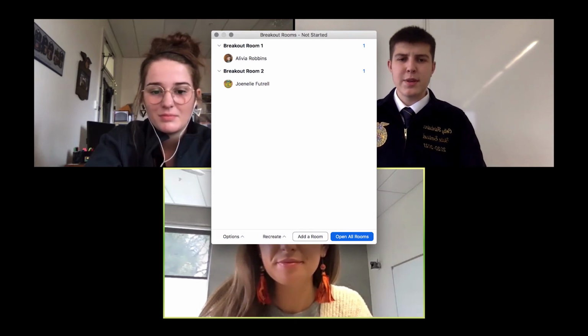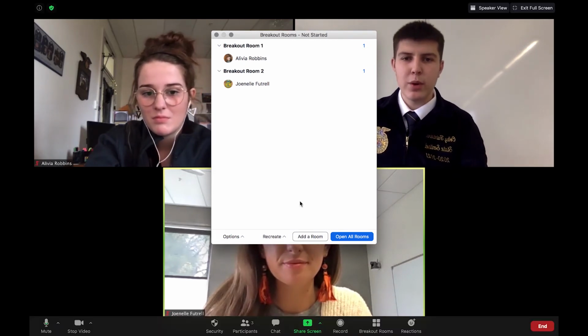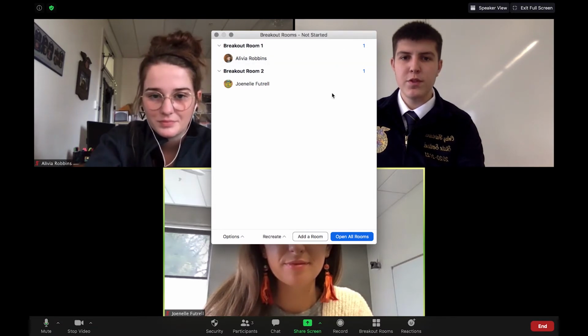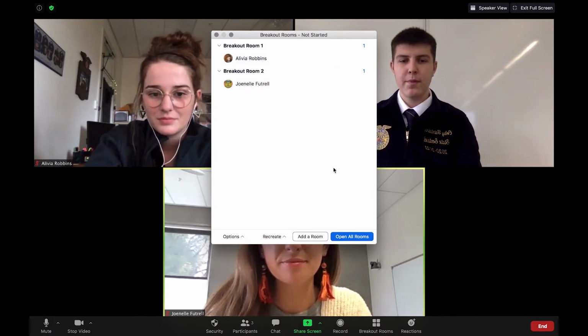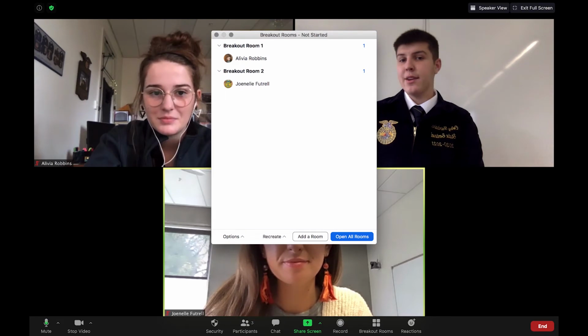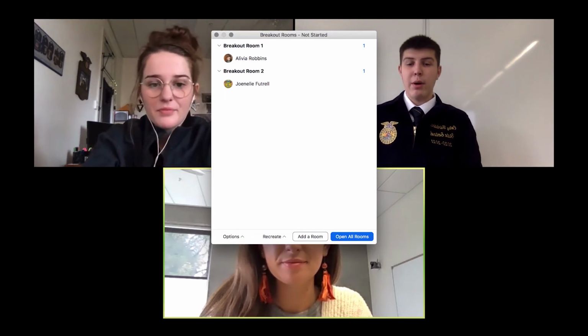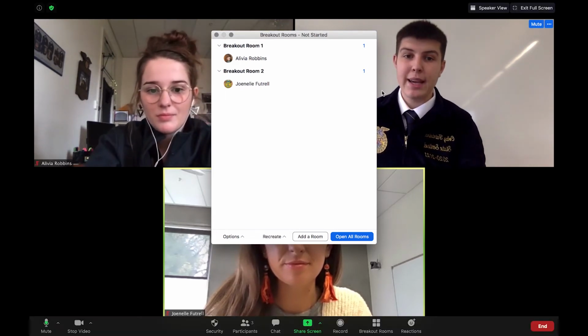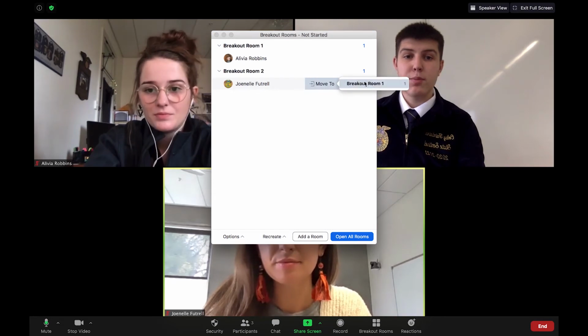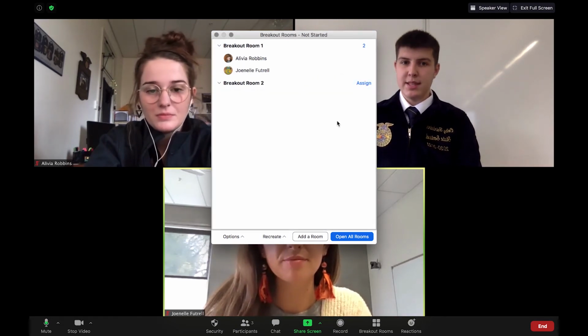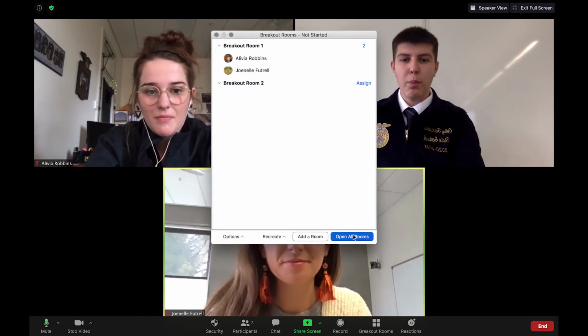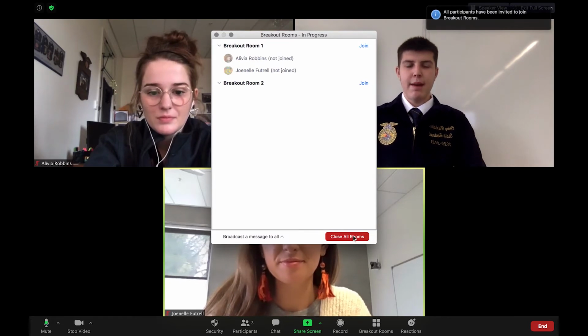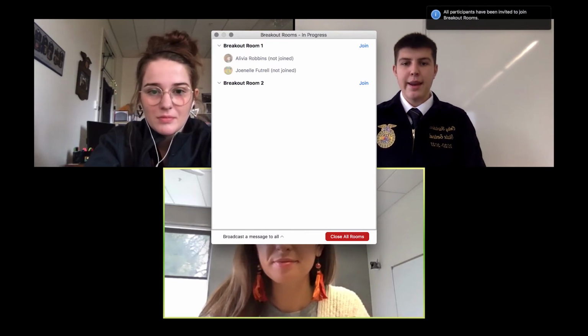You can also specifically make it by moving people into breakout rooms. Move to, etc. Let's say, for example, that I don't want Jonelle and I want Jonelle and Olivia in the same breakout room. I can move Jonelle into breakout room 1, and they could be in the same breakout room. Then I'd open all rooms, have them waiting there, and then I could close them.